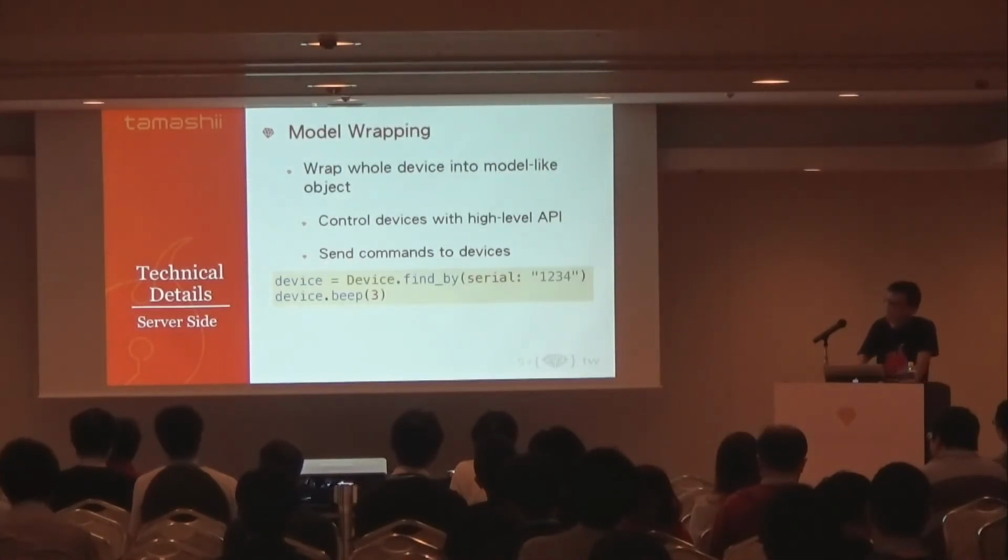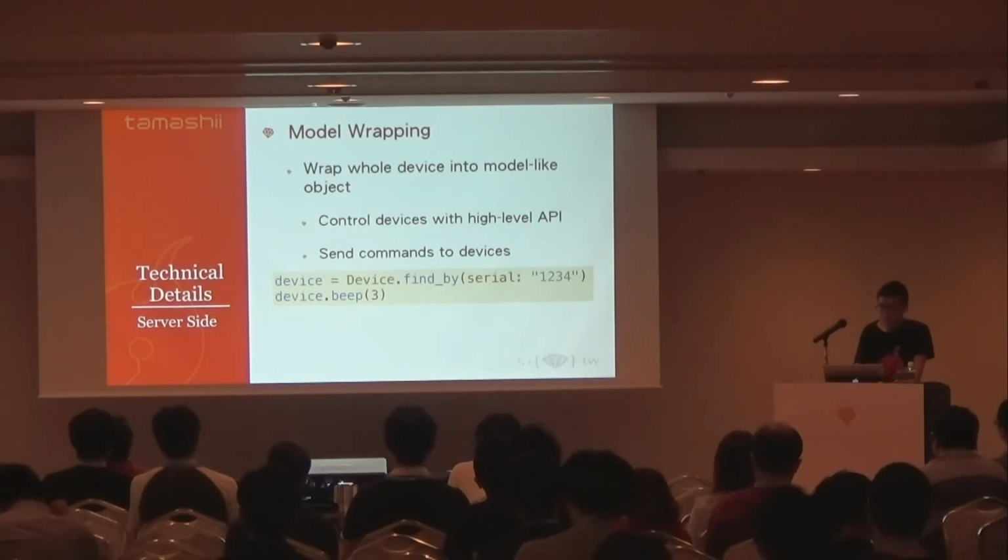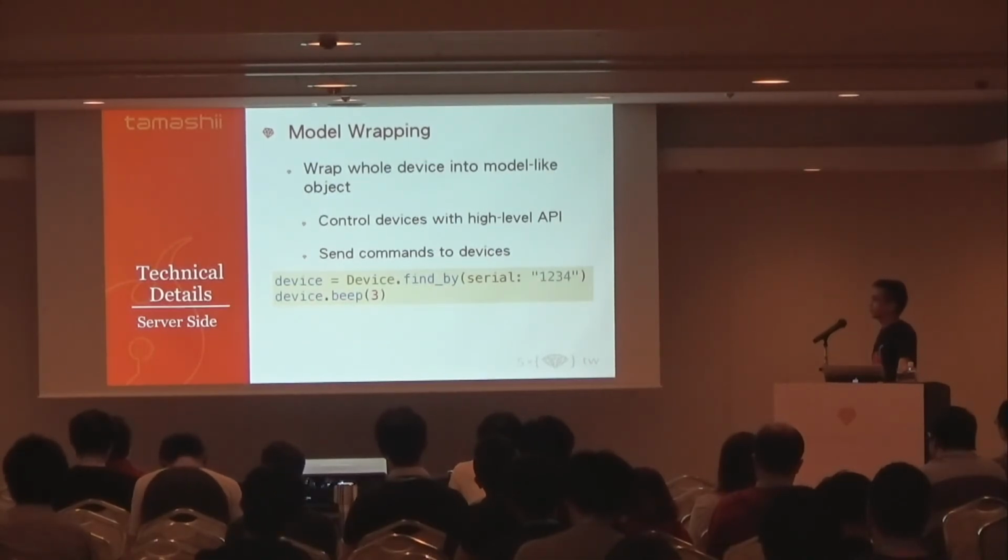Now let's talk about the model wrapping. The model wrapping at the server side is similar to the device wrapping at the client side. The developer doesn't need to know the detailed protocol between the server and client. Sending a command to a device simply calls a method. The example here is to find a device with serial number 1234, and after that you can call the method back with parameter 3 to make it play 3 songs.